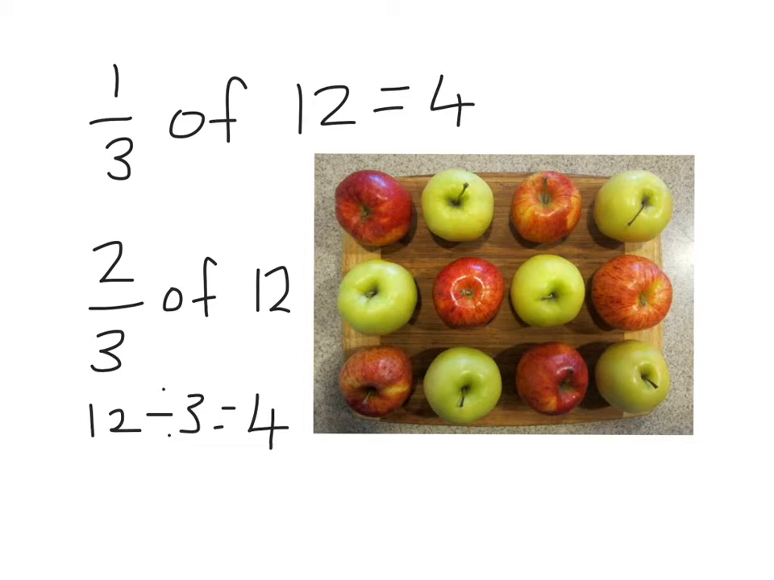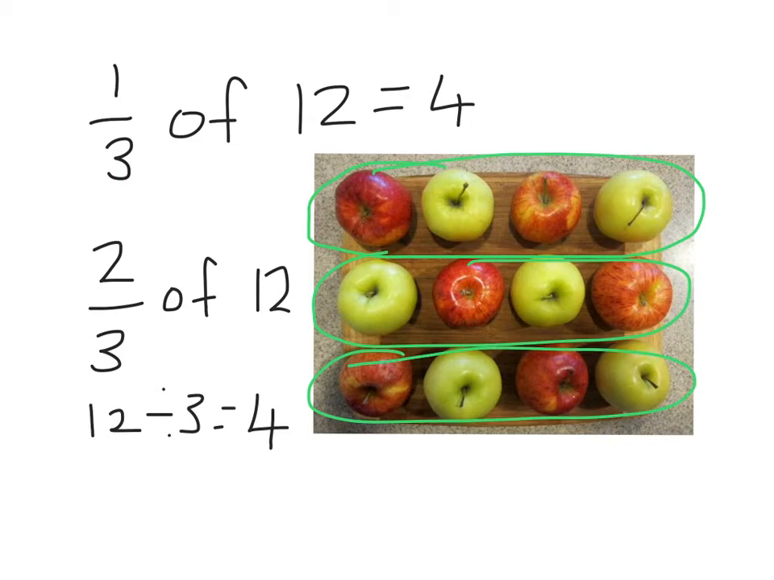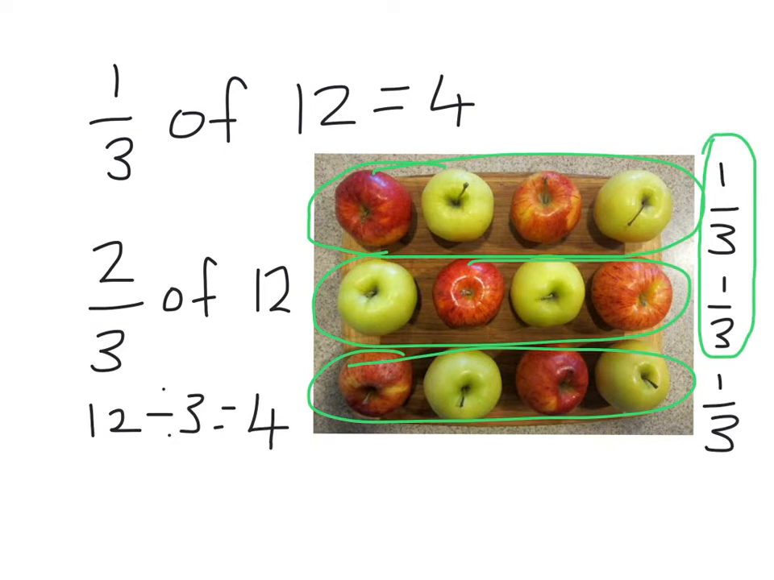Let's have a look at our pictures of our apples. When we had 12 and we divided them into 3 equal groups, there was 4 in each of these groups. One of the groups is here, that's 1/3. Here's another third, and here's another third. If I was working out how much was in 2/3, I would be looking at both of these. So I'd be counting the apples that are in this group and the apples that are in this group. So 2/3 of 12 would equal 8.